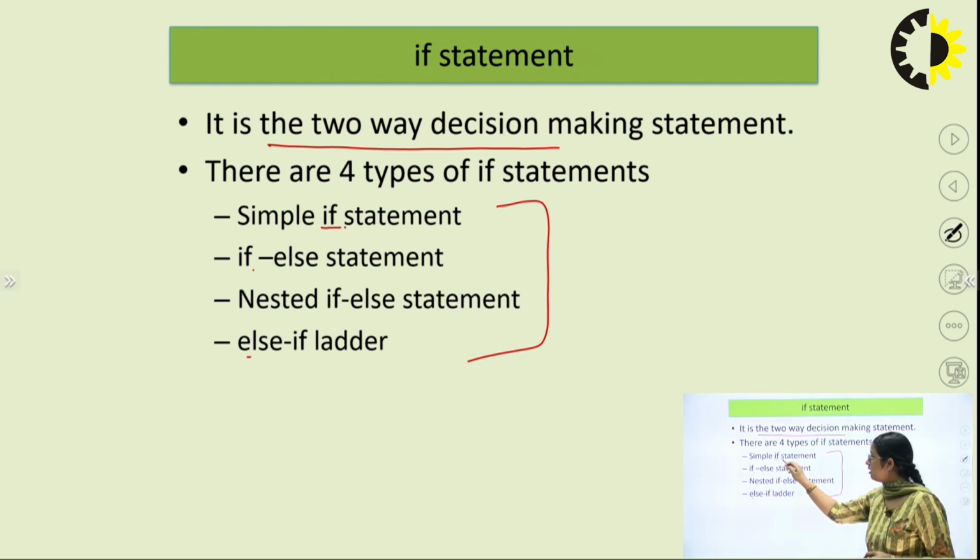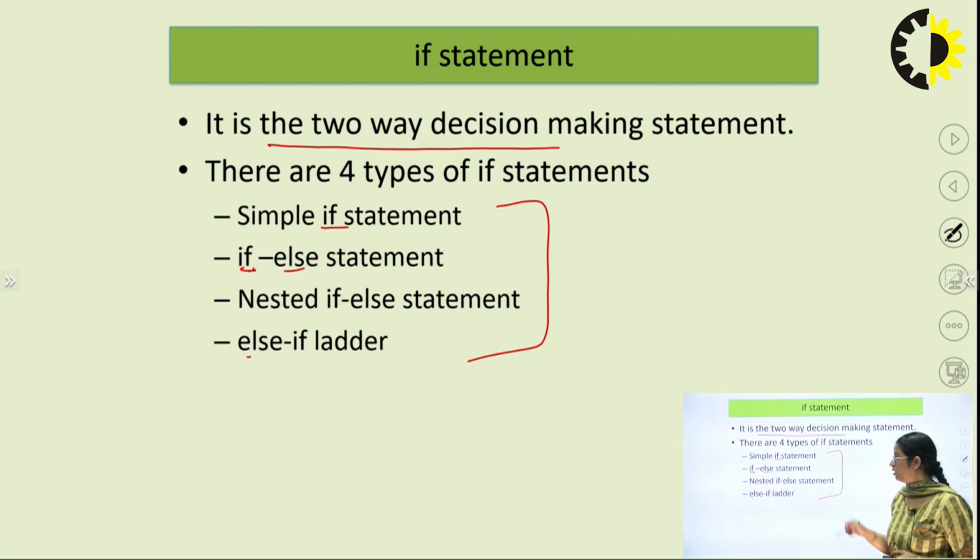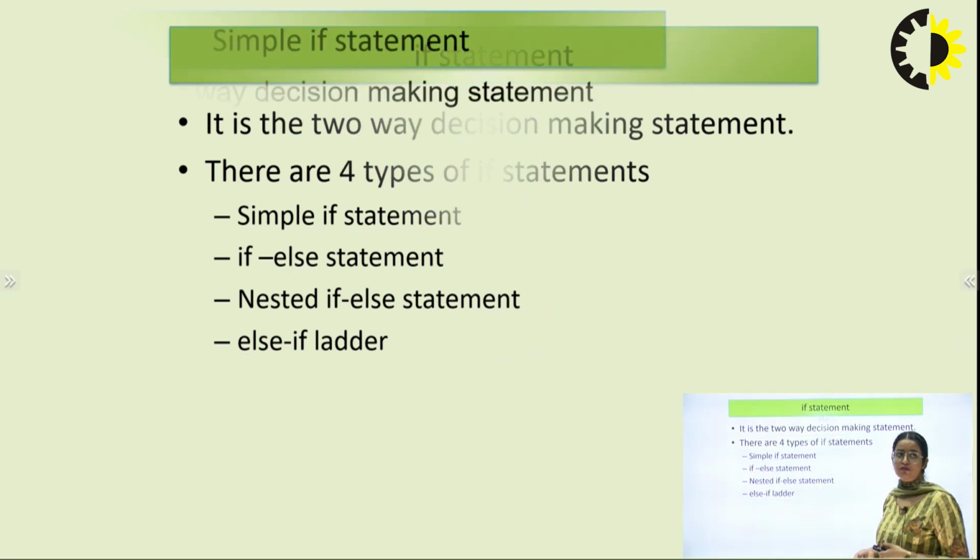The simple if statement means we only have if. The second one is if else. In if else we always have if with else. You do not use a single if or a single else. Whenever you use if else, the if is always associated with else, and the else with the if. The third one is nested, which means we use an if else within another if else. Then ladder if else, where we have multiple expressions. We are going to discuss them one by one.